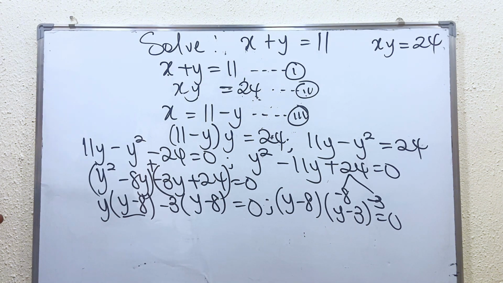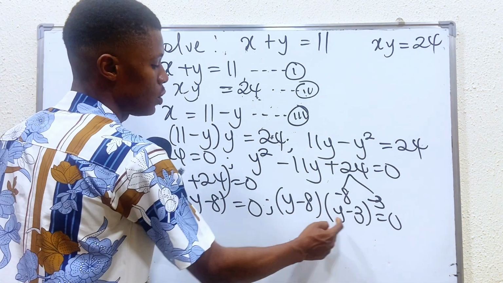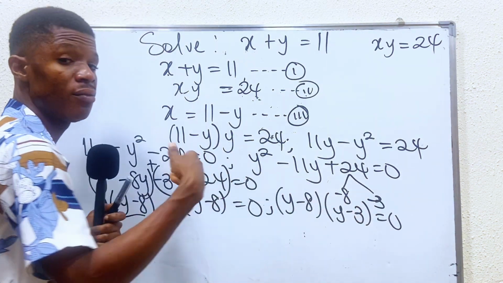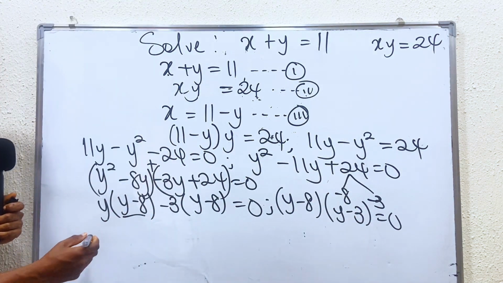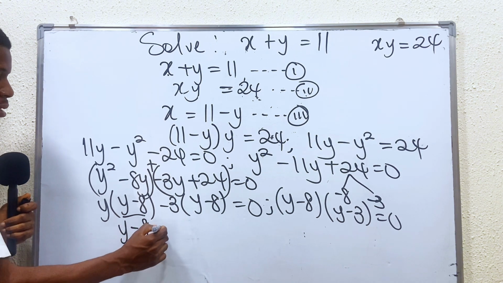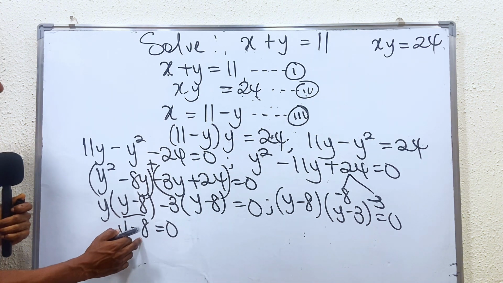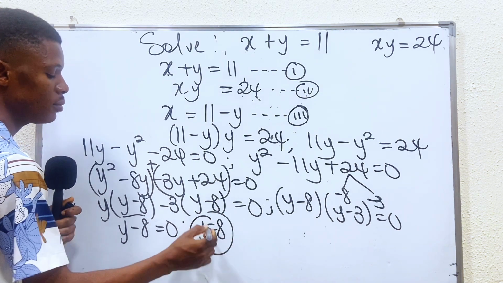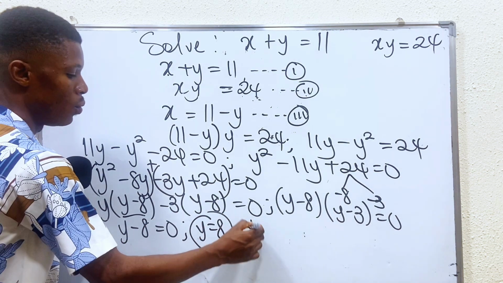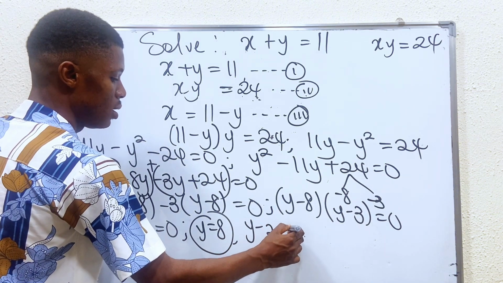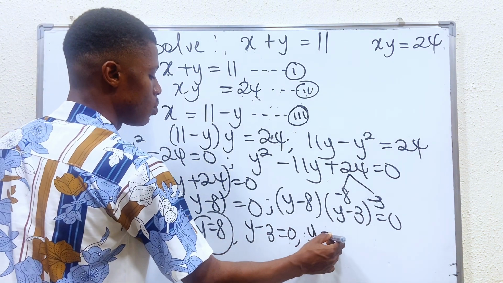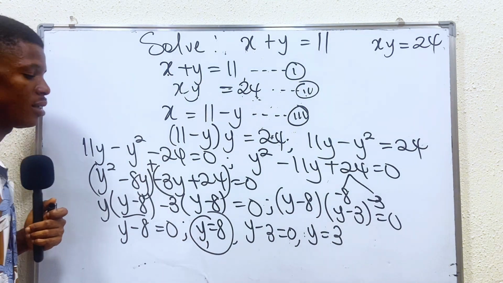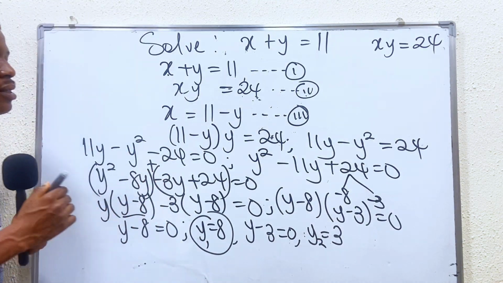So for you to get y, since these two terms multiply each other to get 0, that means this is 0 or this is 0, or even both are 0. So for us to get it, we say that y minus 8 is equal to 0. We have to add 8 to both sides. This shows you that y is equal to 8. Then for the next one, y minus 3 is equal to 0. This shows you that y is equal to 3. So the first value of y is 8, and the second value of y is 3.